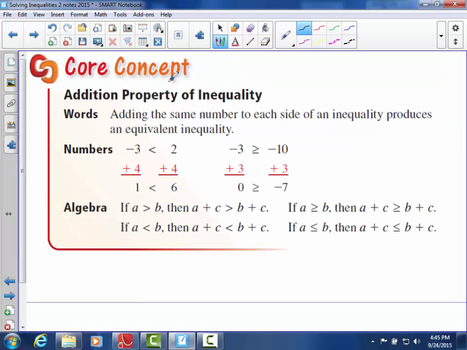Okay, we want to talk about core concepts or big ideas, which is the addition property of inequality. When we had equations, so equalities, we were allowed to add the same thing to both sides. Well, that's what this says. We can add the same number to both sides of our inequality, and the inequality is still true. All right, and they're showing you some explanations there. So what does that mean for us?